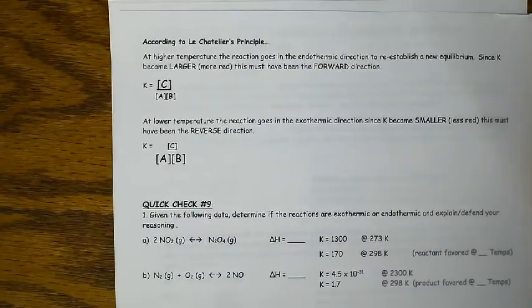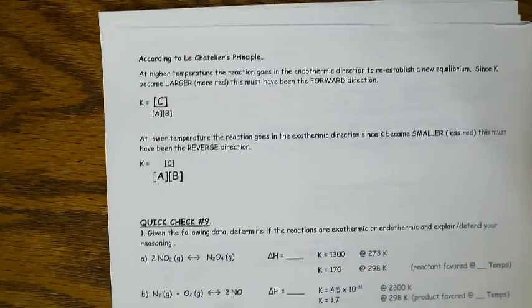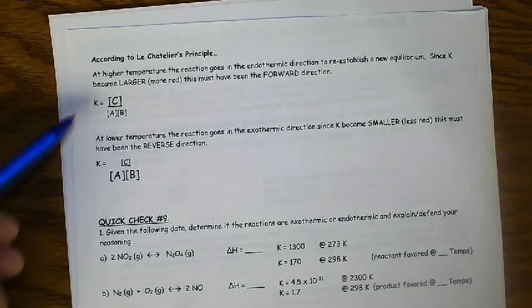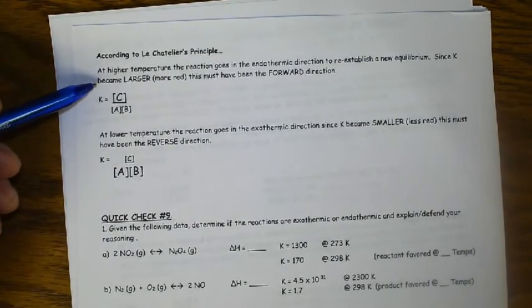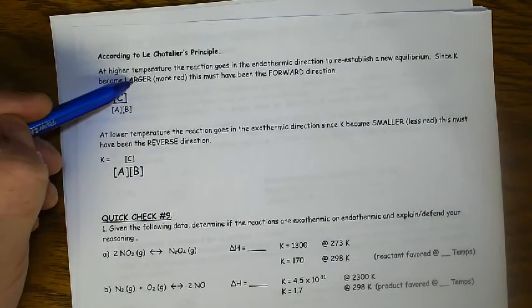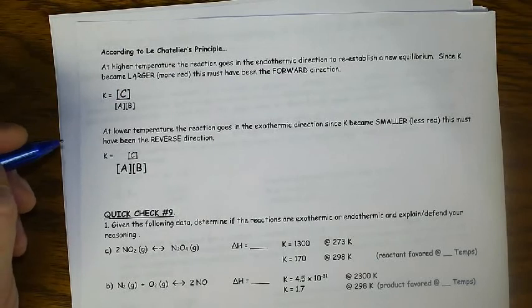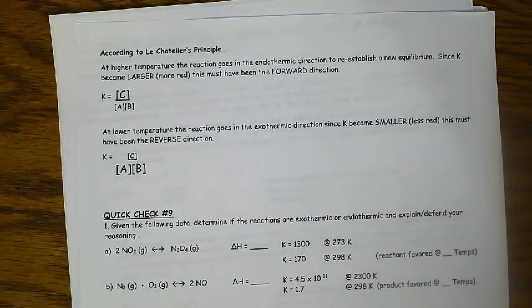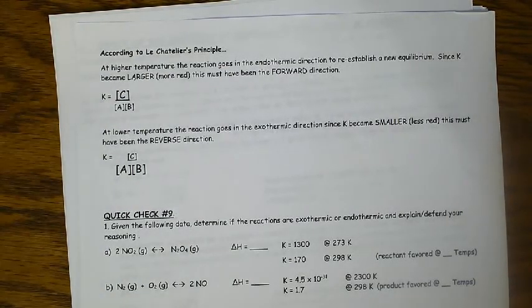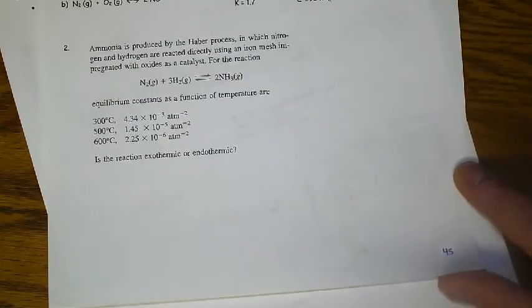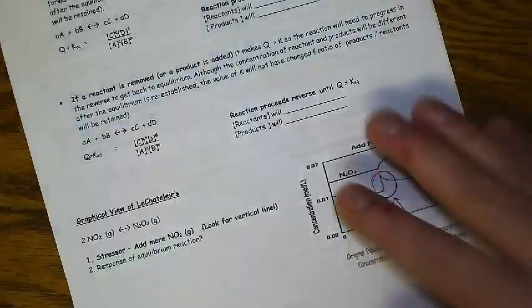So bottom line is, at higher temperatures a reaction goes in the endothermic direction to reestablish the new equilibrium. Going back to that previous question, notice it became more red as temperature went up. So that said that the reaction had to be endothermic as written, as we just talked about. Some practice on the bottom of page 45.